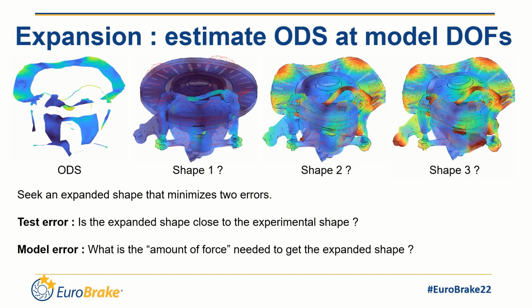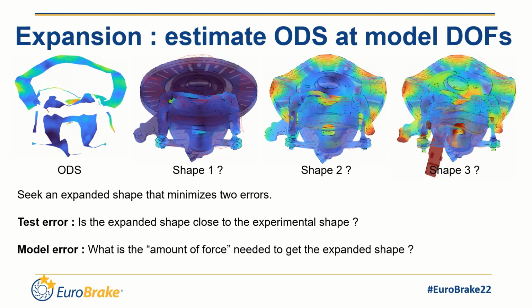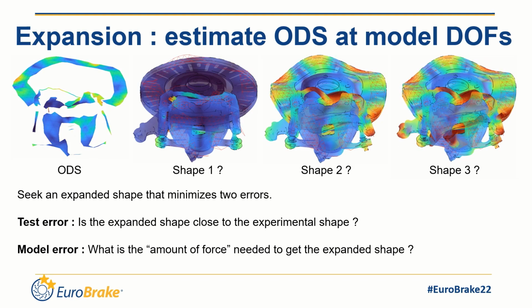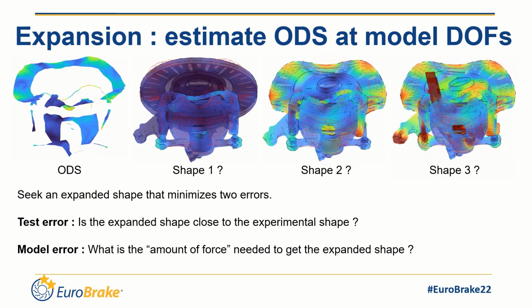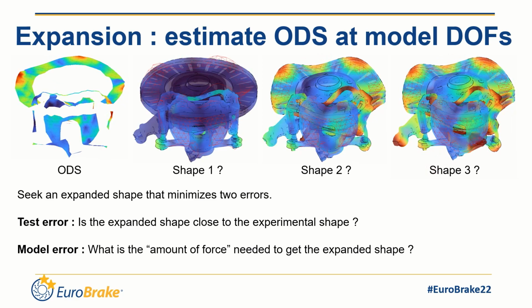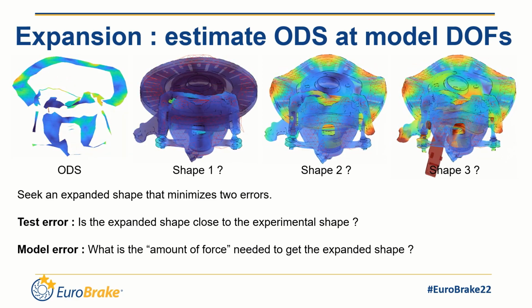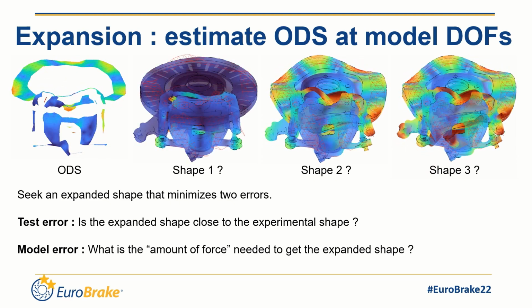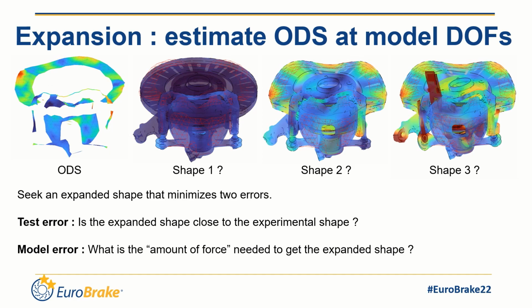The objective of expansion is to estimate the ODS at all model degrees of freedom. To find the best estimate, we need to define 2 error criteria. The first criterion is the test error, which evaluates the gap between the expanded shape motion and the ODS motion.